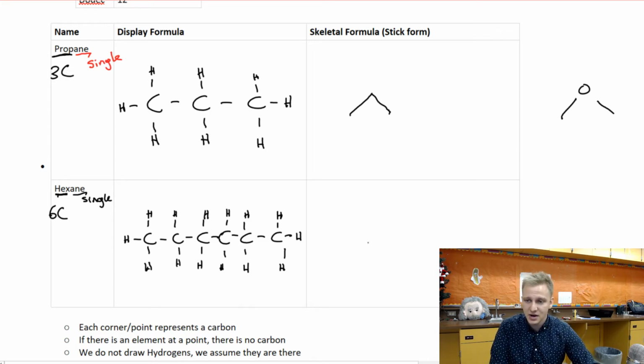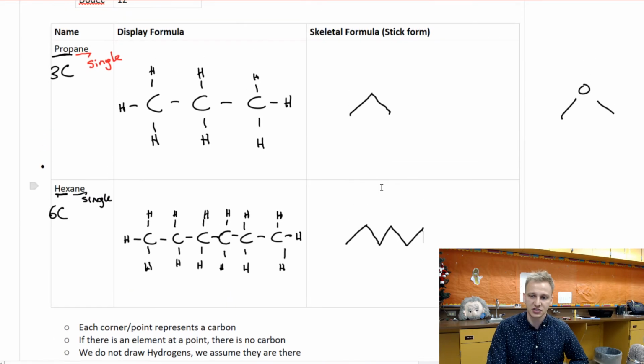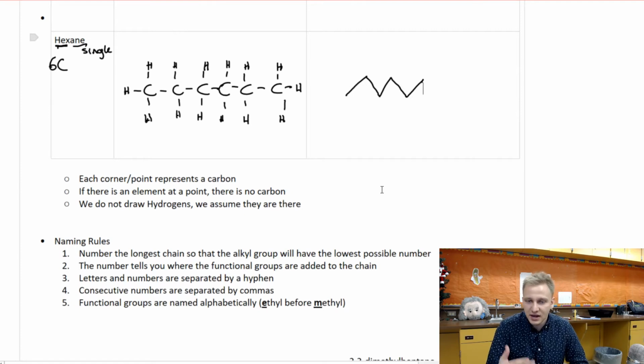Instead, what I could do is I could do this. 1, 2, 3, 4, 5, 6. Both of those are hexanes, but the one on the right took me significantly less time to draw than the one on the left. So what we're going to start using is this skeletal formula, the stick form, for getting these structures drawn out.